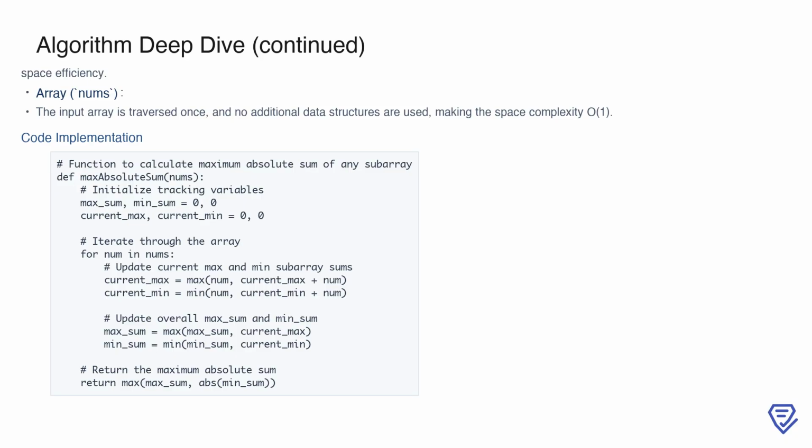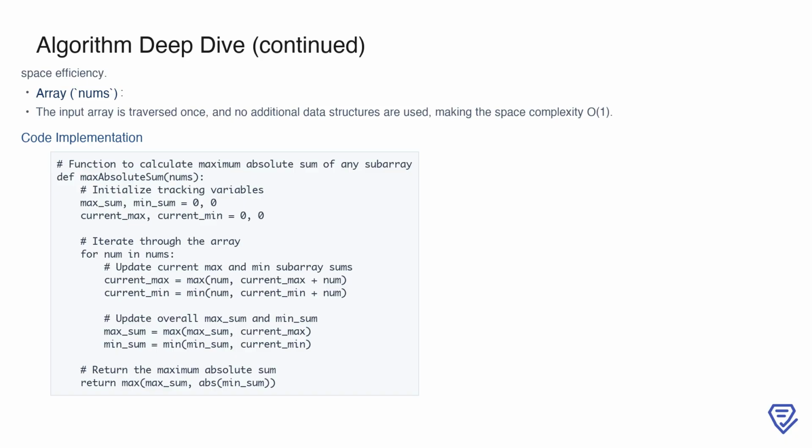The function max_sum begins by initializing the tracking variables, max_sum, min_sum, current_max, and current_min, all set to 0 initially. We then iterate through each element of the input array nums. For each number, we calculate the new current_max and current_min by comparing the number itself with the sum of the number and the respective running total. This step decides whether to extend the current subarray or start fresh.